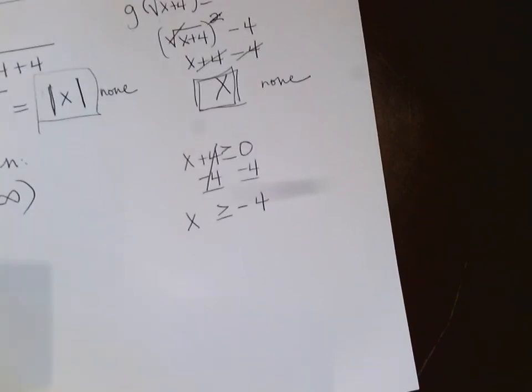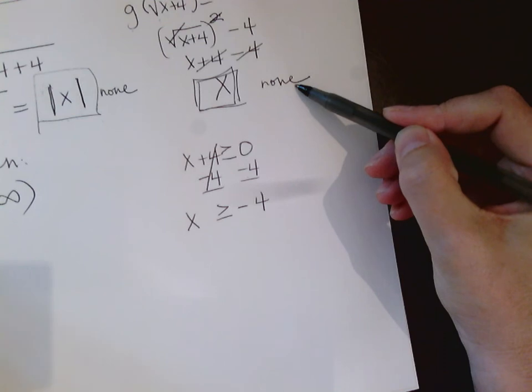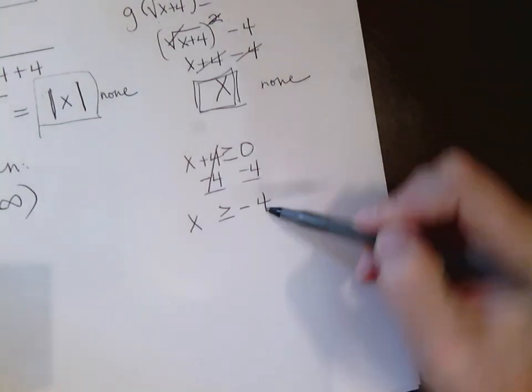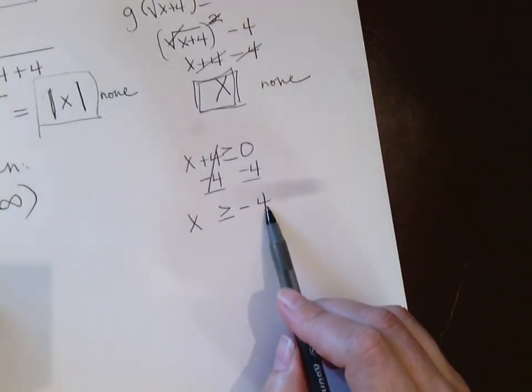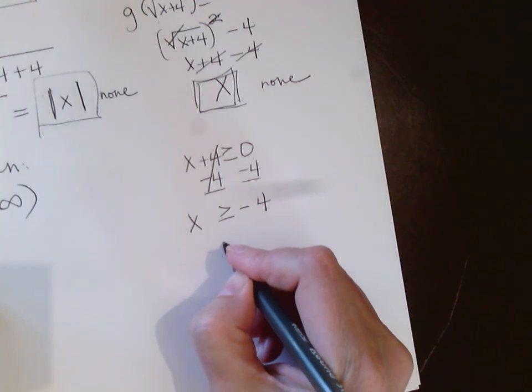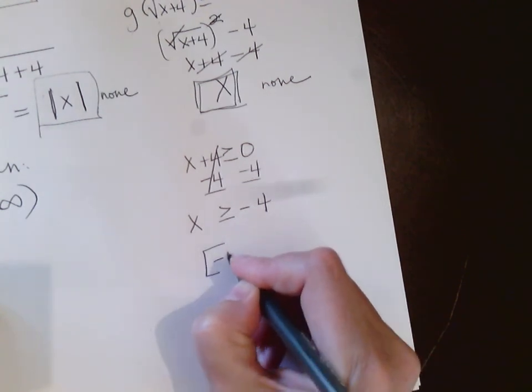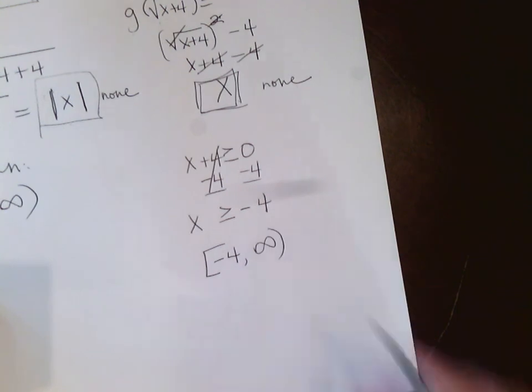So if I'm going to write that in interval notation, again, there were no restrictions here, so I didn't have to worry about it. The restriction here is that x needs to be greater than or equal to negative 4, which simply means negative 4 to infinity.